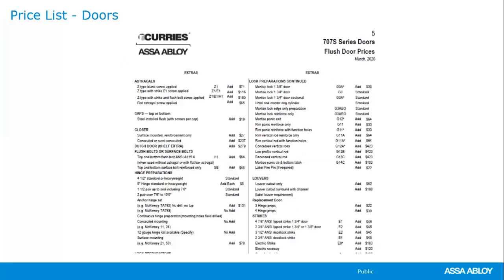Then we have a continuation of some additional hardware preps. Again, we try to put in the most common hardware preps that you will use day in and day out. We look at astragals, top caps. You get into your hinge preps there. You also go to the next side of this page 5 and you get into your various types of lock preps and louvers. Again, these are going to be some of your more common adders that we have.